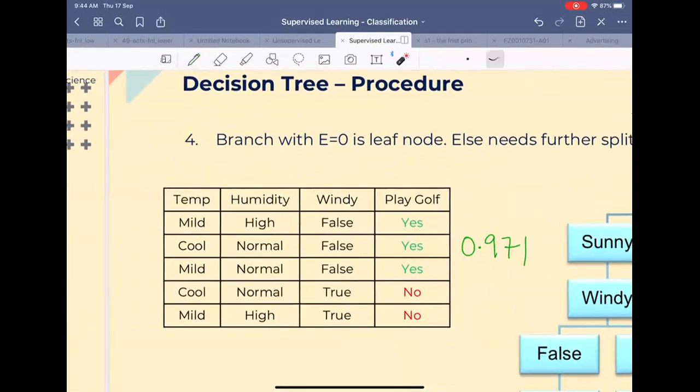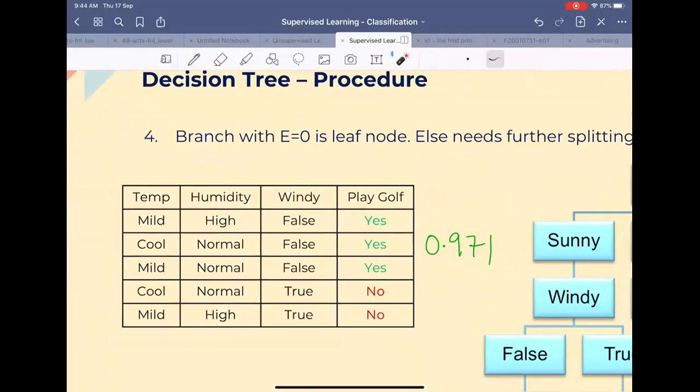Let us quickly view the data. Which of these features will give me the least entropy after this point? Can you look at these features and tell me which one will work out? Do we choose temperature? Do we choose humidity? Or do we choose windy? Which one will have the least entropy?